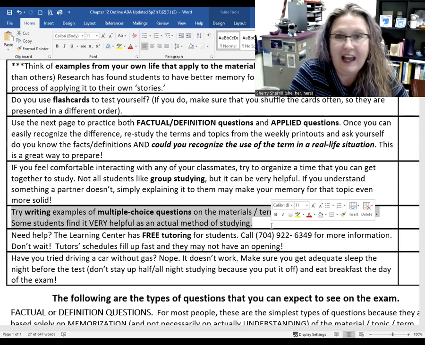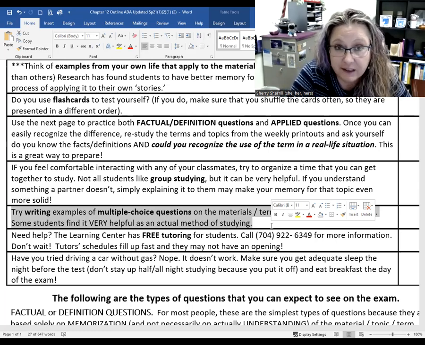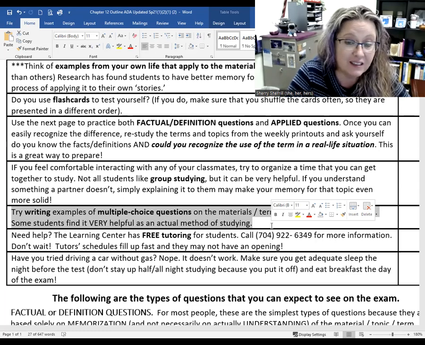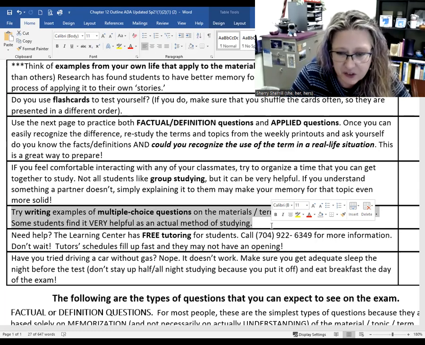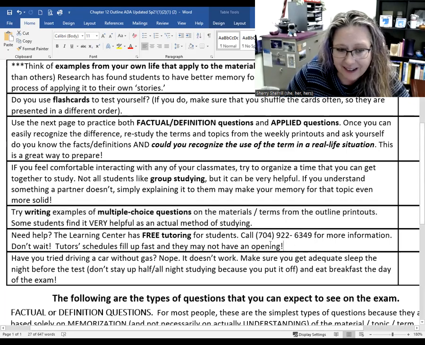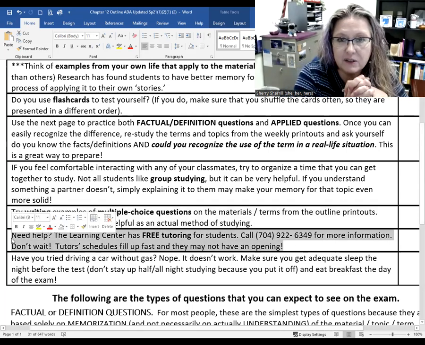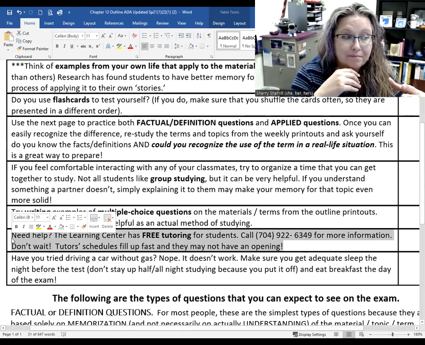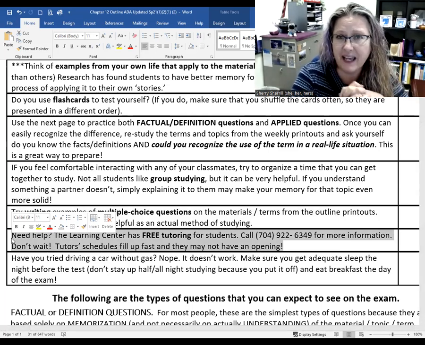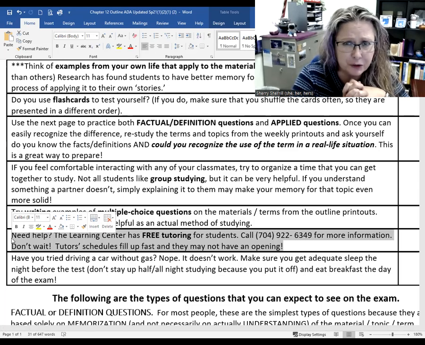The Learning Center at Gaston College does have tutoring. So you can contact them. I believe their phone number listed on here is still accurate. They are now in the library on the Dallas campus. So you can contact them and see if they have somebody that can offer tutoring.